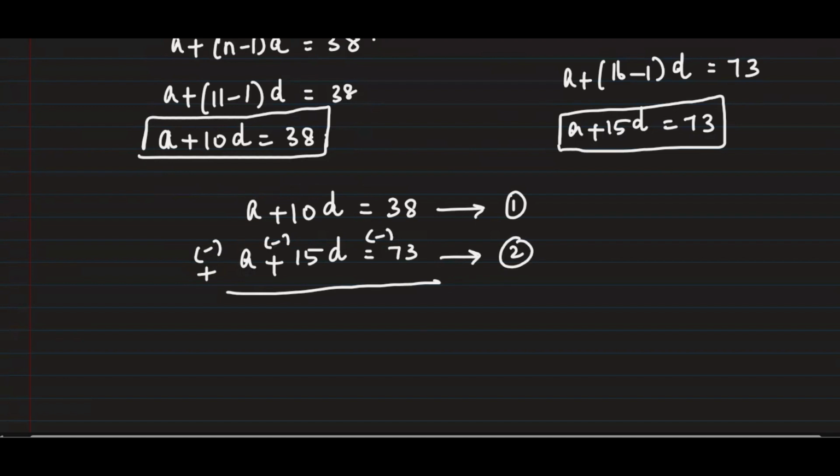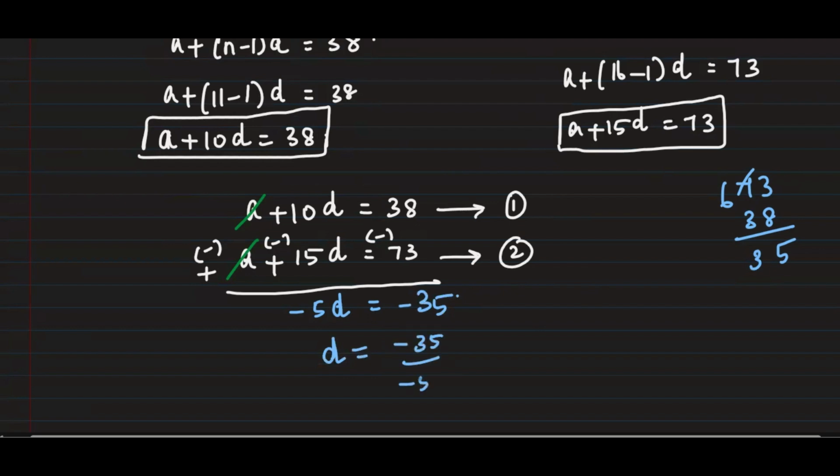So positive A and negative A will get cancelled. Now 10D, positive 10D and negative 15D will become minus 5D, which is equal to 38 minus 73. So 73 minus 38, if you do, then that will become 35, so it is negative 35. So solve for D. D value is equal to minus 35 by minus 5. So cancel the negative. D value is equal to 7.